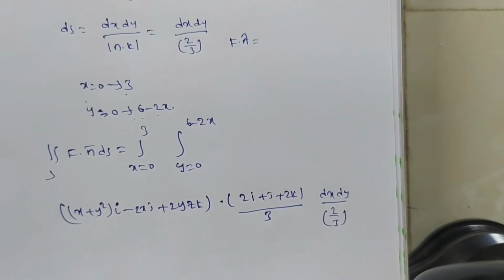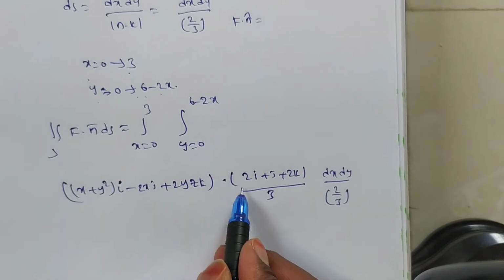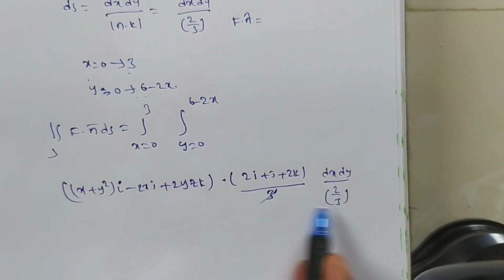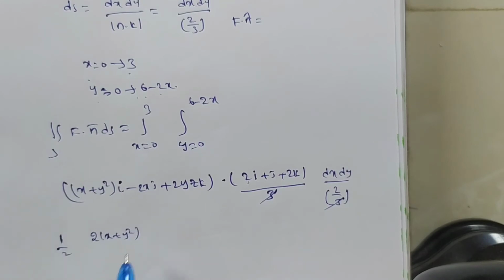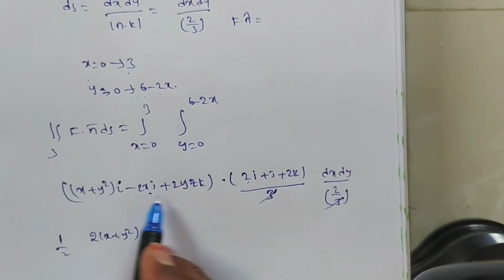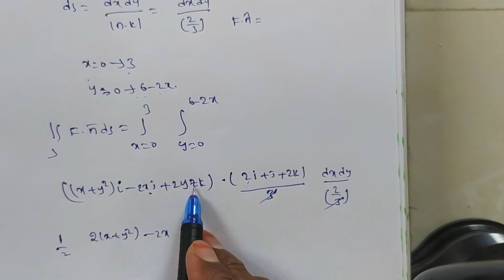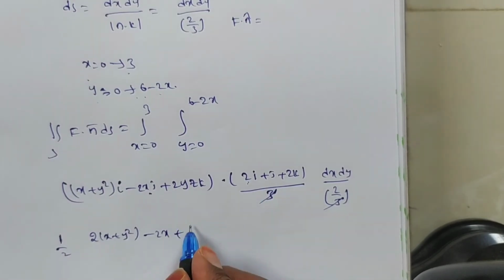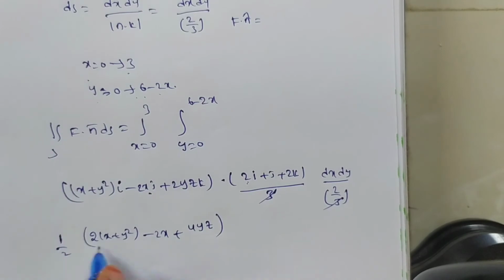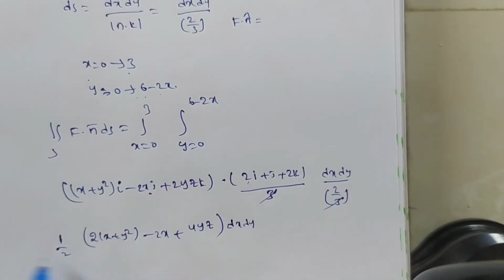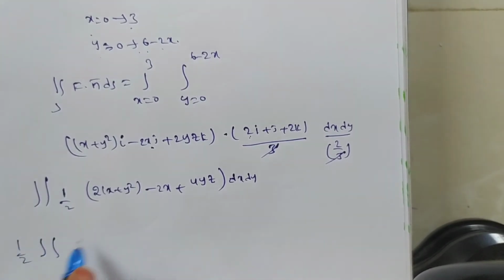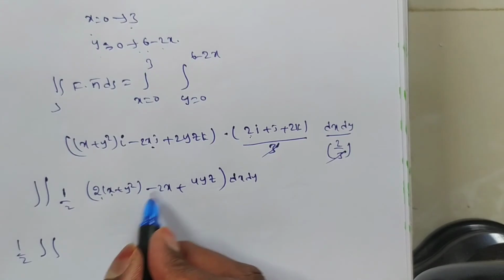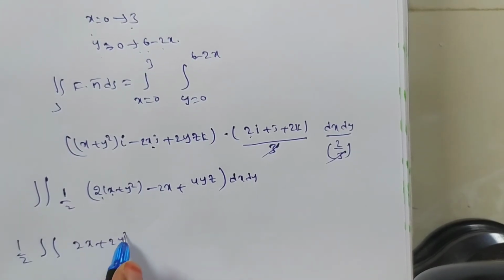Now in this case, in the dot product we have 1 by 3, and the 3 gets cancelled, so write 1 by 2 outside. The dot product gives 2 times (x plus y squared). Next, j dot j is 1, so minus 2x, and k dot k is 1, so 2 times 2 is 4yz, into dx dy, double integration. Limits I have already explained. So you simplify this, double integral of 1 by 2 outside. The 2x and minus 2x get cancelled. Okay, first I'll do the rest, later I'll do the cancellations.